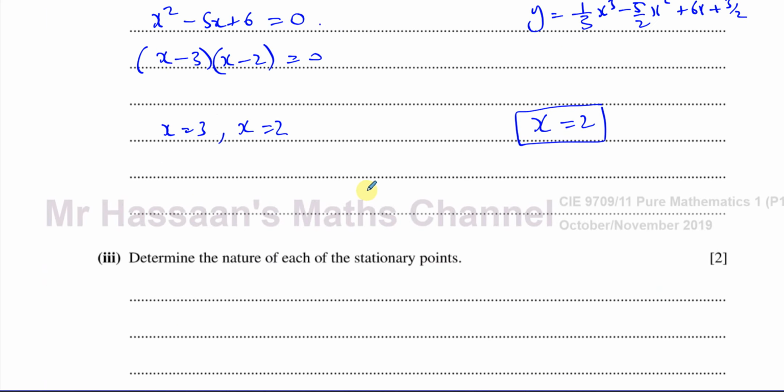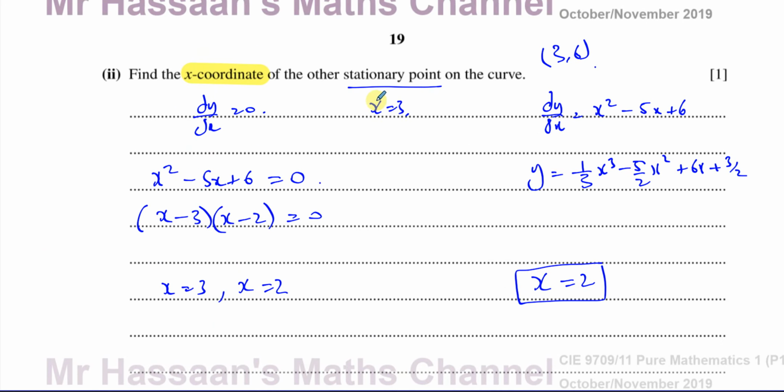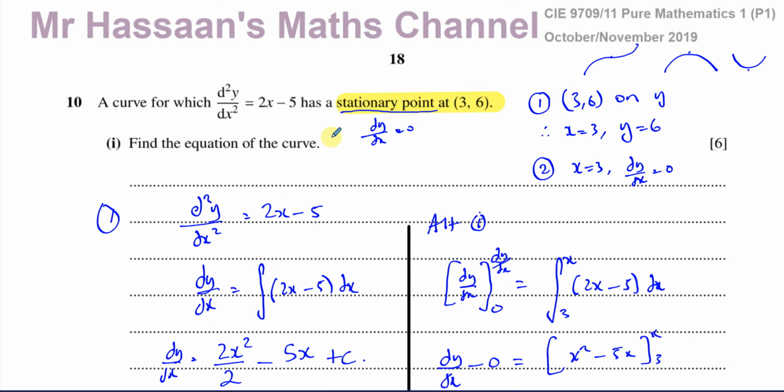Then it says part 3, determine the nature of each of the stationary points. Now to determine the nature of the stationary points, we need the second differential, which we have as 2x minus 5.